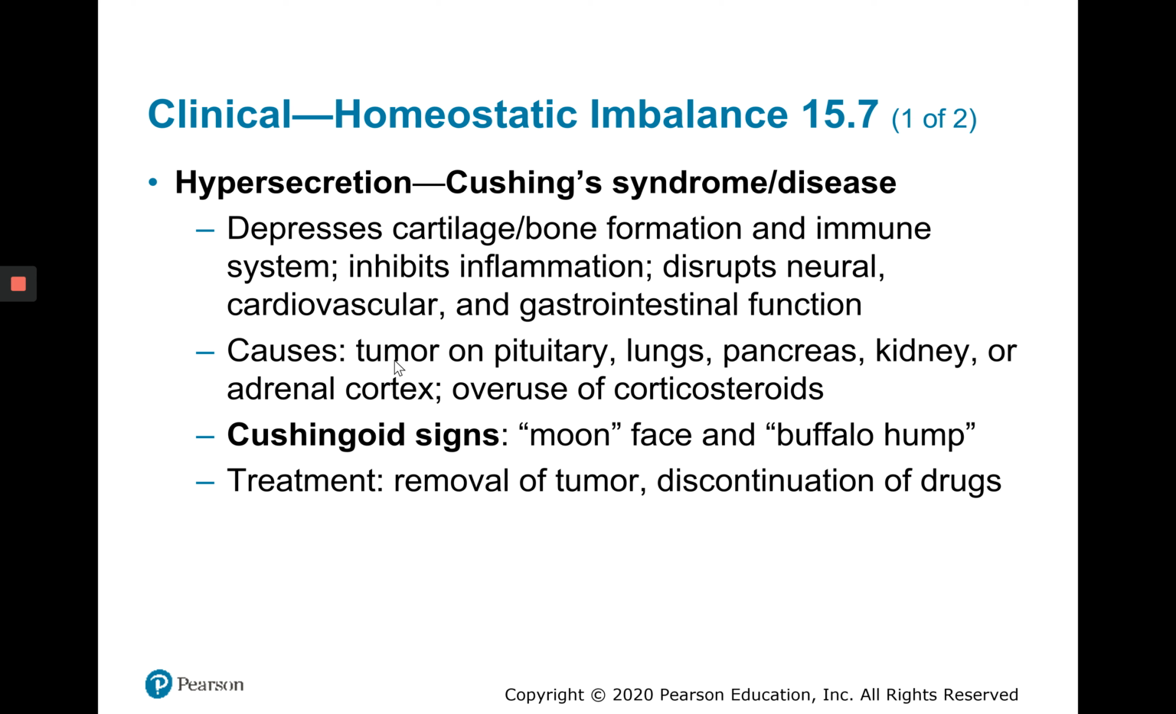So Cushingoid signs are moon face and a buffalo hump. So it's a rounded, softer looking face, and a buffalo hump is a redistribution of fat on the back of the cervical spine. And the treatment for hypersecretion of glucocorticoids or Cushing syndrome would be the removal of a tumor or discontinuation of the drugs, but oftentimes some of these effects are long-lasting.